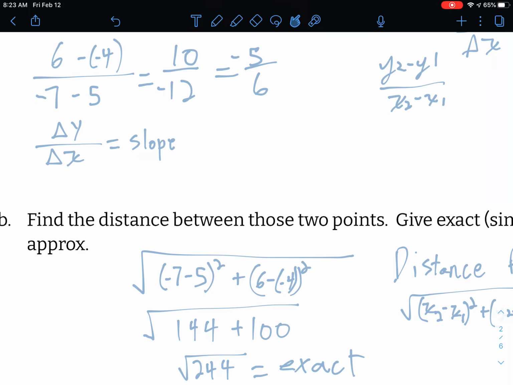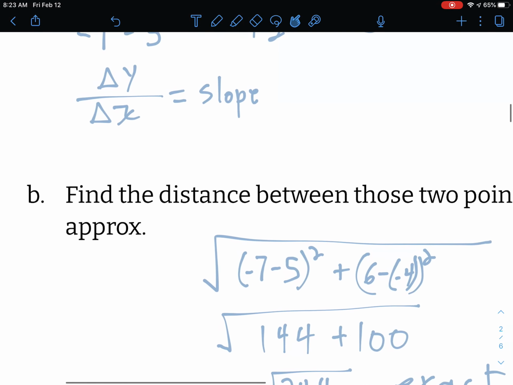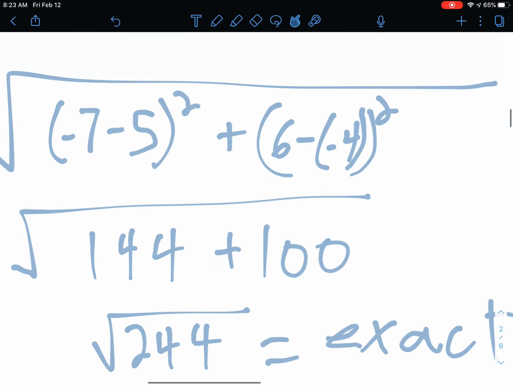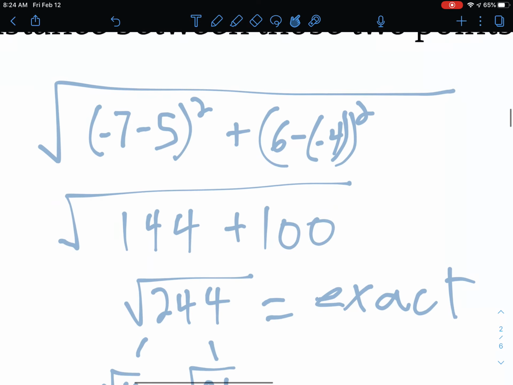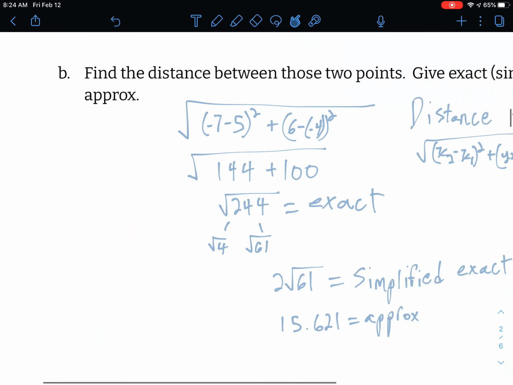Negative 7 minus 5 squared. So this is just change in x. And then plus 6 minus negative 4 squared, which is just change in y. Here we get negative 12 squared, which is just going to be 144, because a negative times a negative becomes a positive. And you're going to add that to 100, because this becomes 10, because 2 negatives once again make a positive, so it's 6 plus 4, and square that. So 144 plus 100 equals radical 244, which is the exact answer.